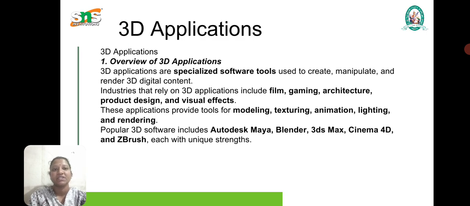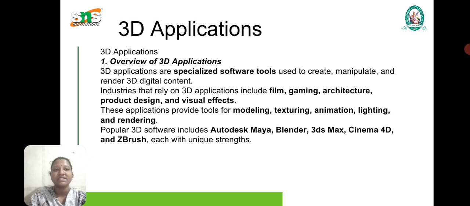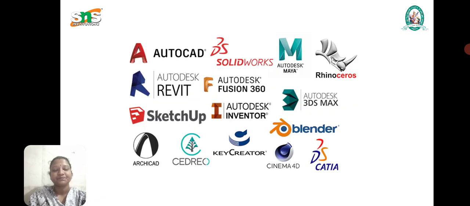Next is 3D applications. We have some 3D applications for particular objects or effects. We can use them in film, gaming, architecture, product design, visual effects, modeling and texturing. Everything uses visual effects. Moreover, software like Autodesk Maya, Blender, 3ds Max, Cinema 4D and ZBrush are popular 3D software we are using in today's world.